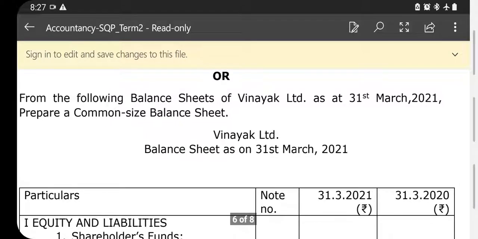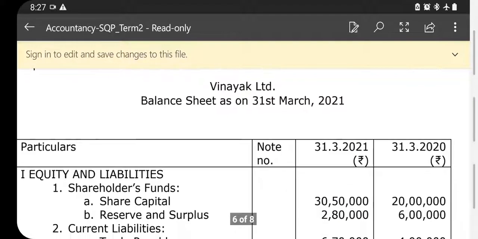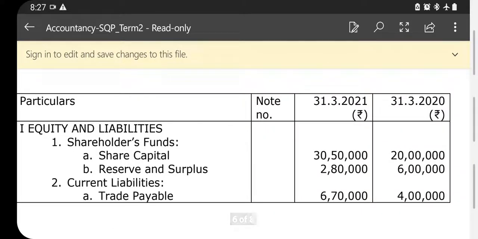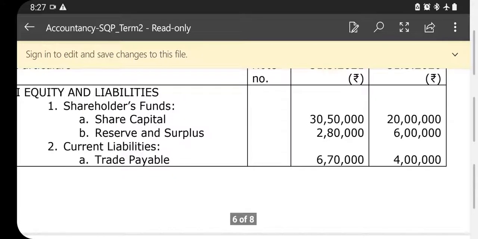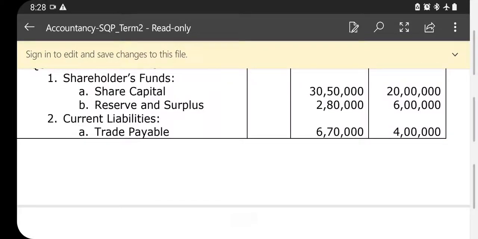From the following balance sheet of the Vinayak Limited as at 31st March 2021, prepare common size balance sheet. Vinayak Limited balance sheet as on 31st March 2021. Particulars, note, 31st March 2021, 31st March 2020. First, equity and liabilities. Number 1, shareholders fund. A, share capital 30 lakhs 50,000, 20 lakhs. B, reserve and surplus 2 lakhs 80,000, 6 lakh. Second point, current liabilities. A, trade payables 6 lakhs 70,000, 4 lakhs.